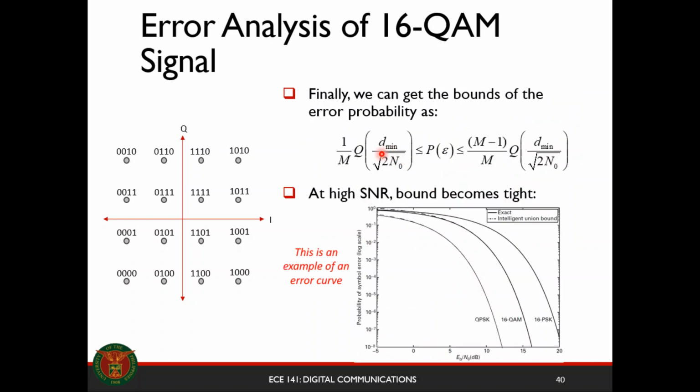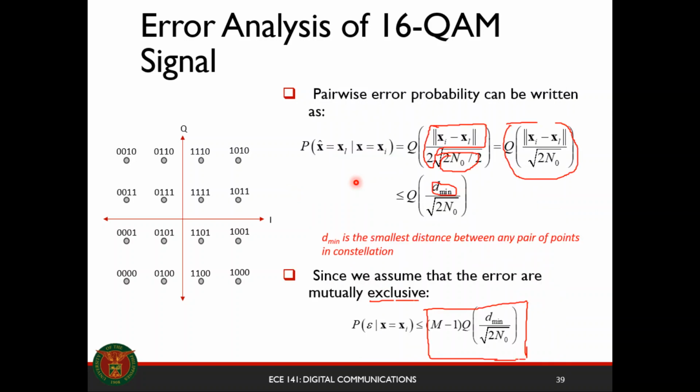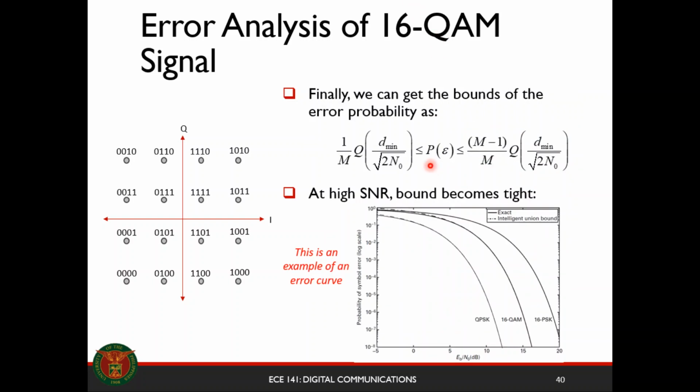To get the total, you just divide that by M, M being the number of symbols. Assuming equiprobable symbols, this is the probability of your symbols being transmitted, and the bounds would be from here to here. At very high SNR, your bounds become tight actually, right?